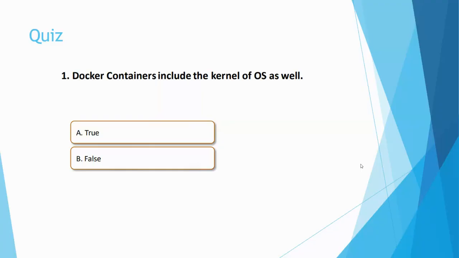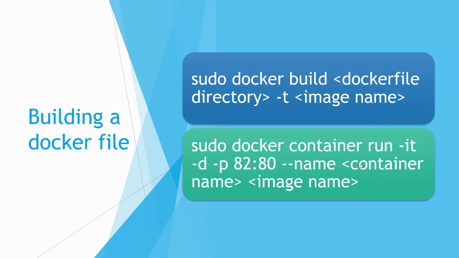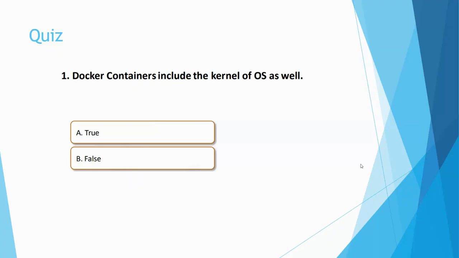Docker file is done, and then we are having a quiz. Okay, you can unmute yourself and try to answer these questions. Docker container includes the kernel of the OS as well. They are asking whether the Docker container includes the kernel of the OS, whether the Docker container has its own OS. That is what the question is. True or false?